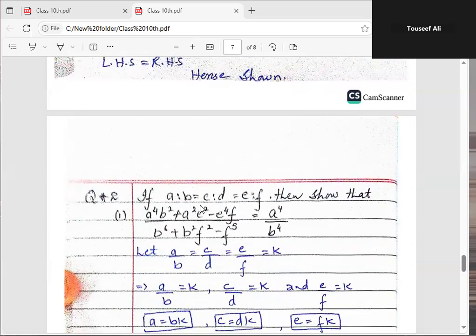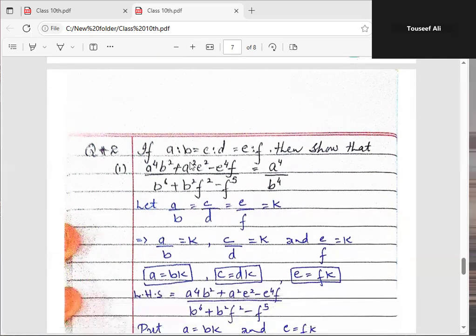We have to prove, we have to show in question number 2, we have three ratios in proportion form. By using these three ratios, we have to show this question. So by using the k method, first we consider that, let a, we change this ratio into division form.